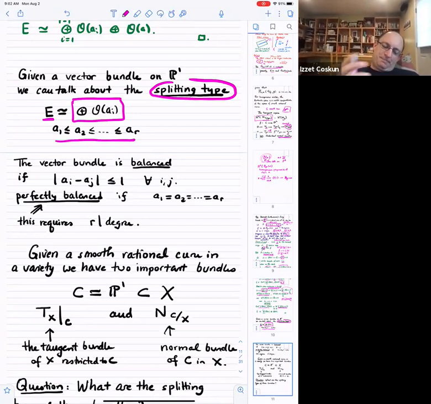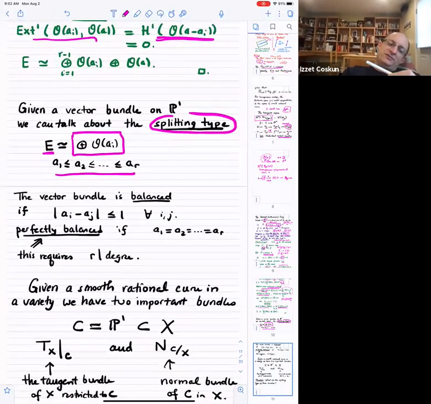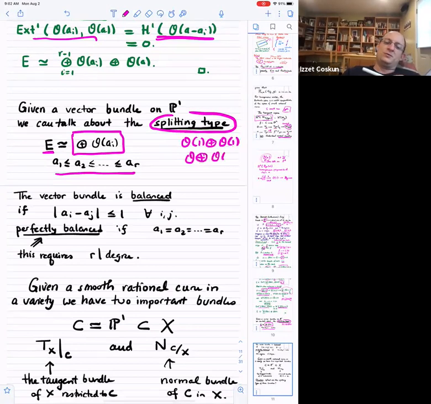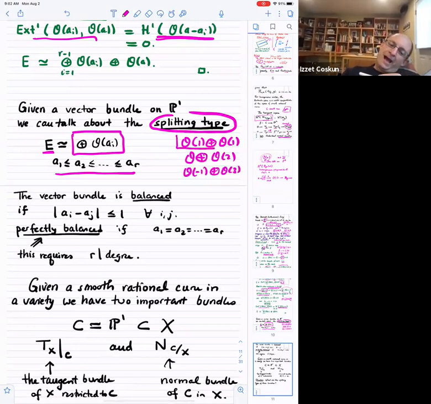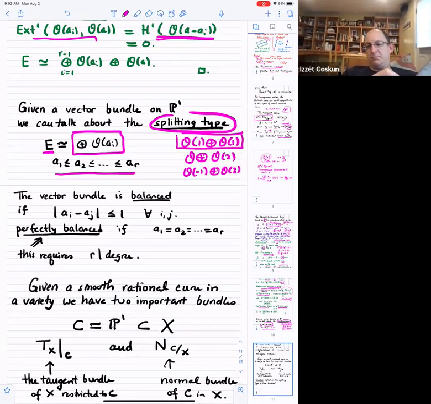There are some pretty special bundles. The first one is that we call a bundle balanced if the differences of all these numbers are at most 1. So let's do an example. If I have a degree 2 rank 2 bundle, I could have, for instance, O of 1 plus O of 1. The sum of the degrees is 2, the rank is 2. Or I could have O plus O of 2, or I could have O of minus 1 plus O of 3, and so on and so forth. This one we call balanced because the individual degrees are as close to each other as possible.